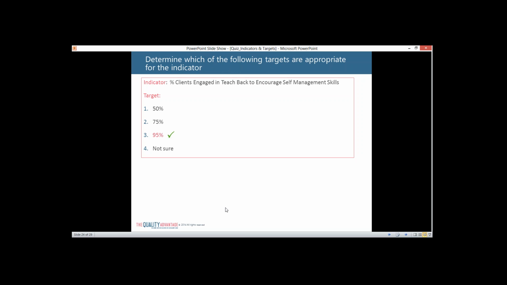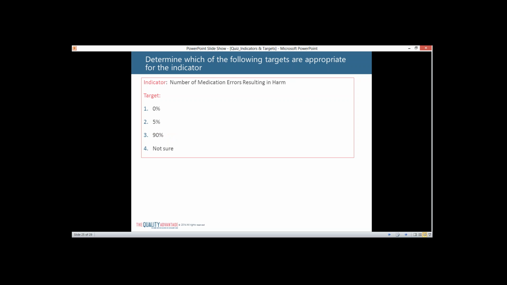If you chose 95%, number 3, then you're correct. This particular indicator or measure is a process measure. Clients don't care about teach back per se, but it is an effective method for teaching self-management. So it's one of those change ideas that were put into place. This is an indicator that helps the team to determine how well that change idea is being implemented. And so for a process measure, we want a target of 90 to 100%. So none of the other choices here are relevant.